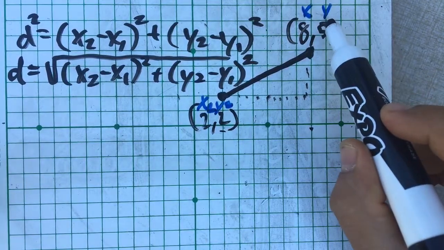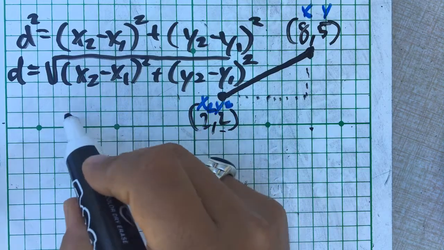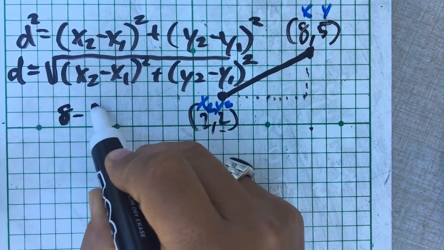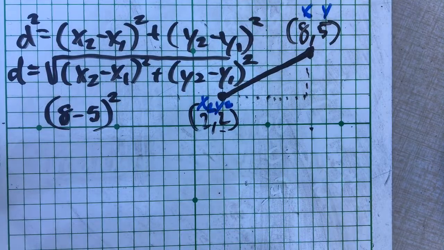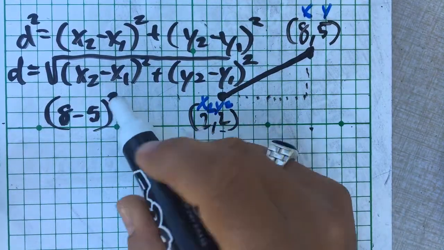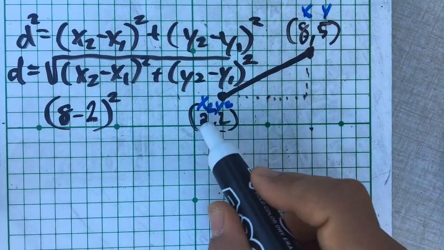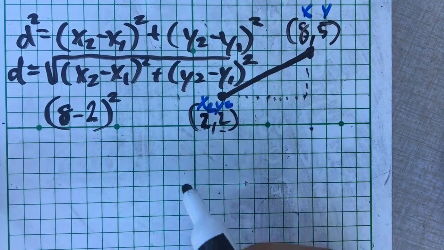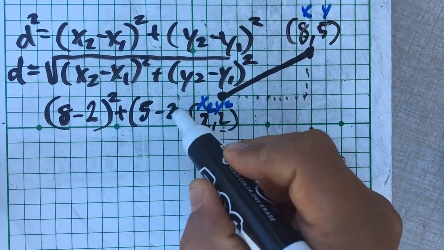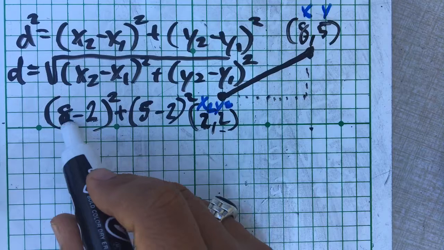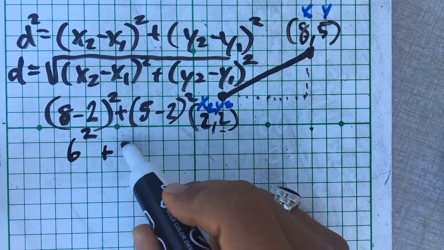But again, x2 minus x1 is 8 minus 5. I'm going to square that. Okay. Oh, excuse me. 8 minus 2. I forgot. This 8x and this 2x plus my 5 minus 2 squared. Now again, 8 minus 2 is 6 squared plus 5 minus 2 is 3 squared.